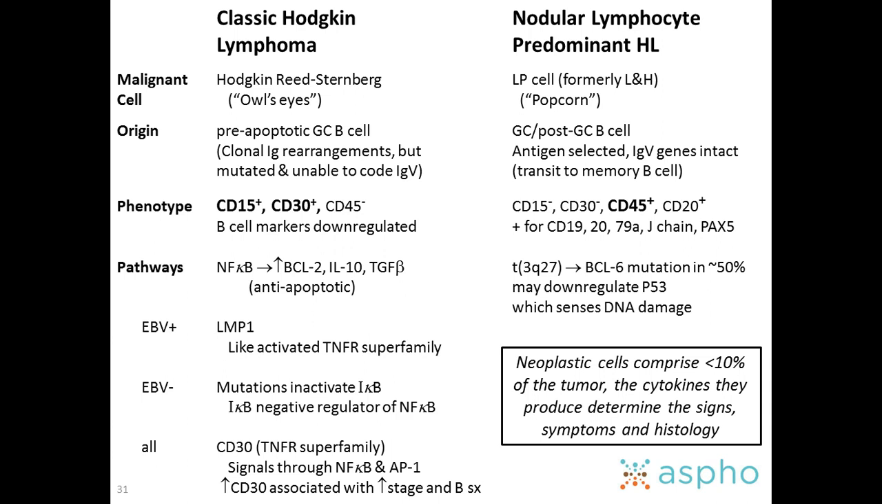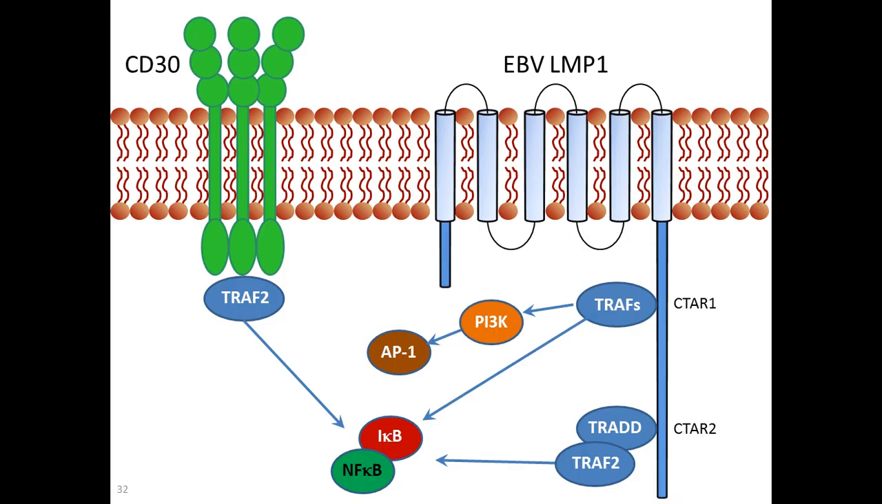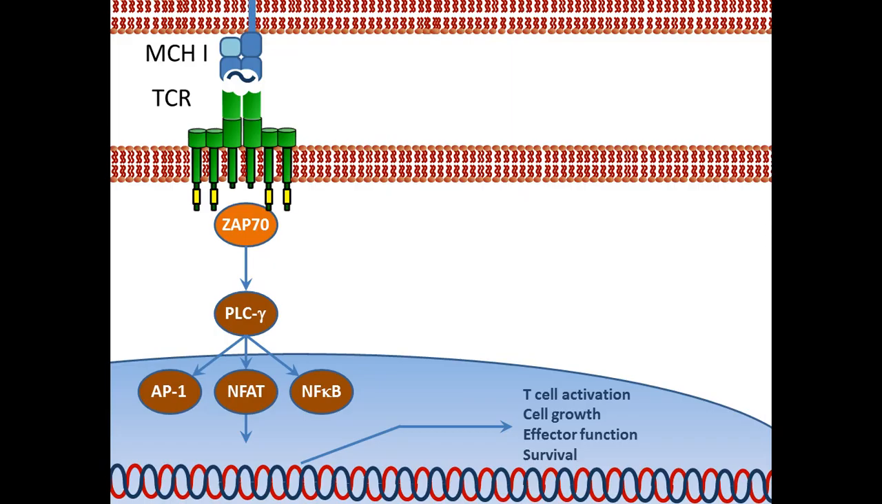For the EBV negative patients, they often have mutations that inactivate I-kappa B, and I-kappa B is the negative regulator of NF-kappa B. And they all express CD30, which is a member of the TNF receptor superfamily, and again, it signals through NF-kappa B and AP1. Increased CD30 expression is associated with higher stage and the presence of B symptoms. And this is a picture showing the redundant ways that you can get from either CD30 or EBV LMP1 to NF-kappa B activation. This is one of those, hey, by the way, it's 2017 slides.